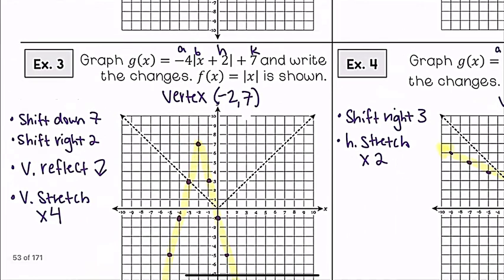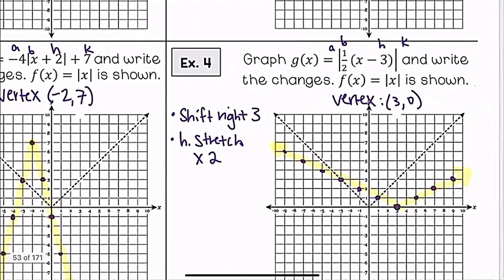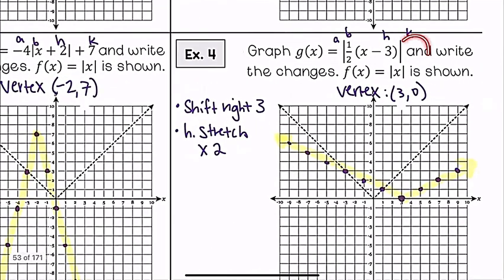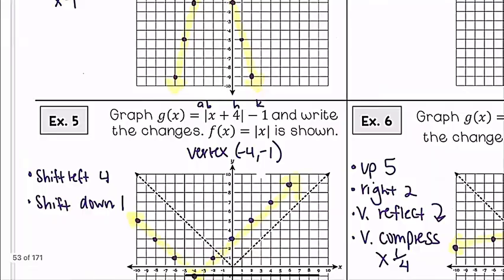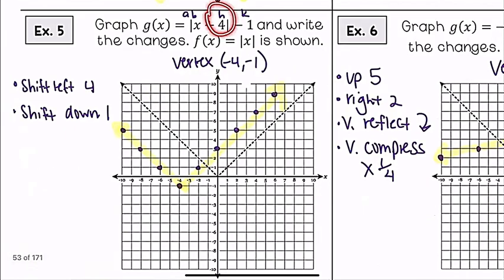So here on number 3, I'm just going to go through them for all 4 of them. On number 3, H looked like a positive 2, so it actually is negative 2 because the inside is opposite. K was 7, so negative 2, 7, that's right here. On number 4, there was no K, so it stayed at 0. Here, H appears to be negative 3, so it is positive 3, so 3, 0. On number 5, H looked like a positive 4, so it is actually negative 4. K was negative 1.